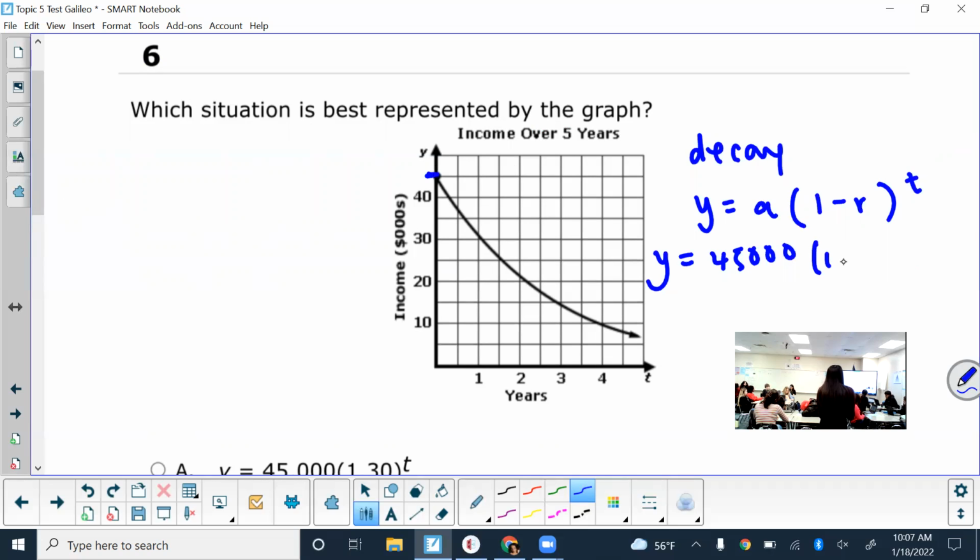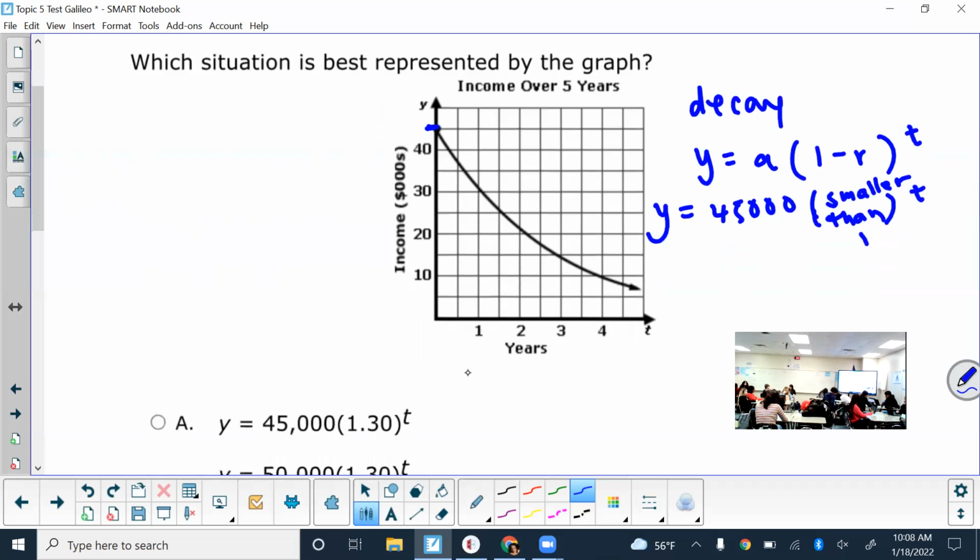And then it's 1 minus the decay rate, which honestly, I don't know what the decay rate is from the graph. But I know that the number inside parentheses should be bigger or smaller than 1. Smaller than 1 since we're talking about decay. Because if it's 1 minus, it should be smaller than 1. And then to the t power, it doesn't say to put a number in for t yet, but you can see it's income over 5 years. So then you have to pick the option that makes the most sense.